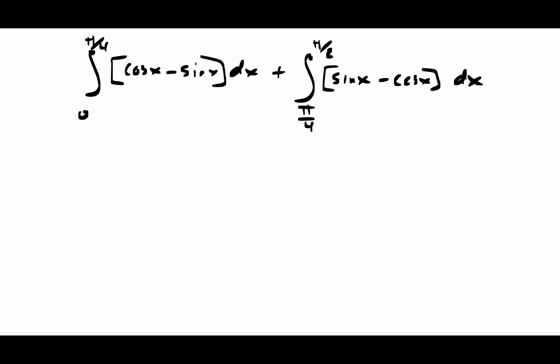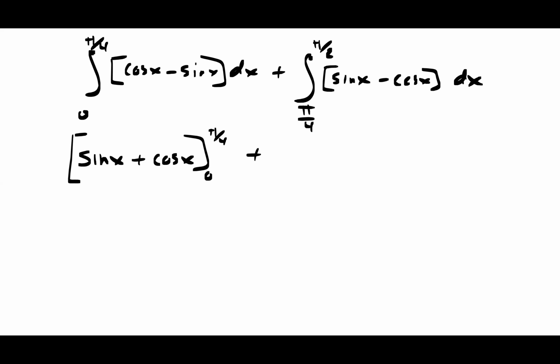So the antiderivative of cosine is just sine. And the antiderivative of sine is negative cosine, but we have a negative in front, so we get positive cosine. Okay, you guys talk to me if this is okay, 0 to pi over 4. Sine of pi over 4 plus cosine of pi over 4 is just root 2 over 2 plus root 2 over 2.